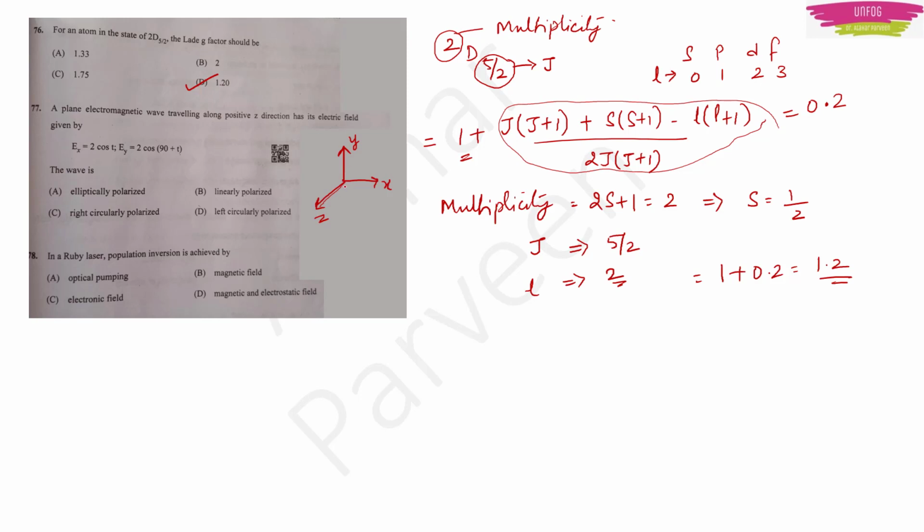Okay. Now the wave is traveling in z direction, isn't it? So how will that wave be created? It should start like this, isn't it? Like this. So this is left circularly polarized. So option D is the right answer. Next, in a ruby laser, population inversion is achieved by optical pumping. Option A is the right answer.